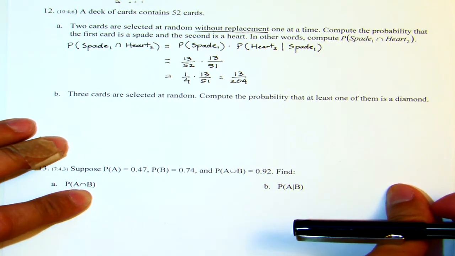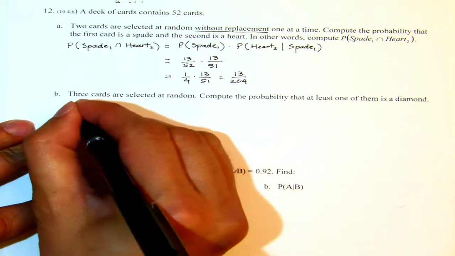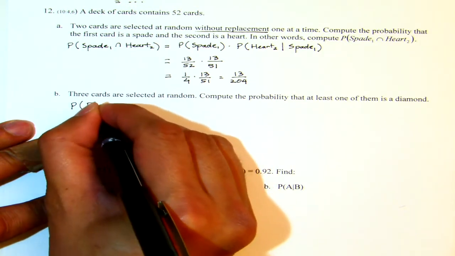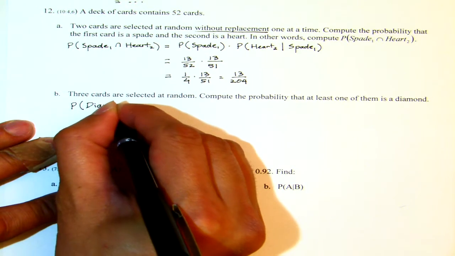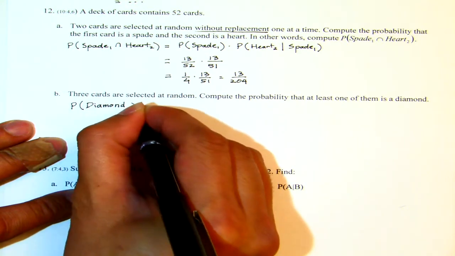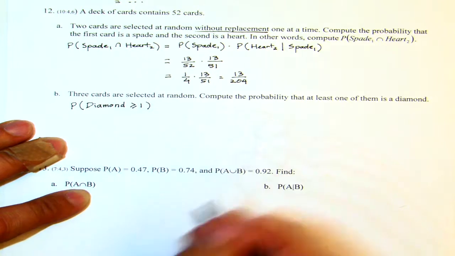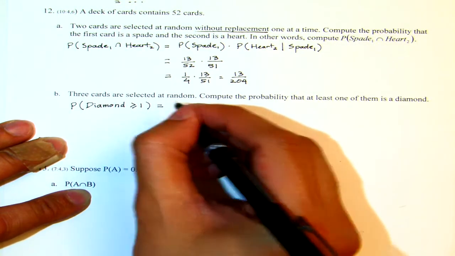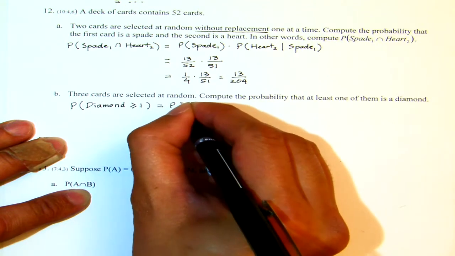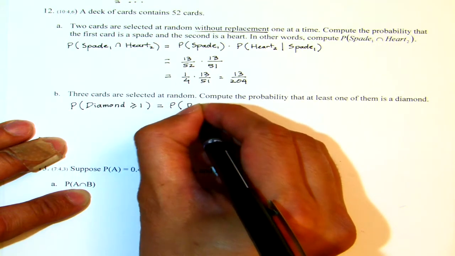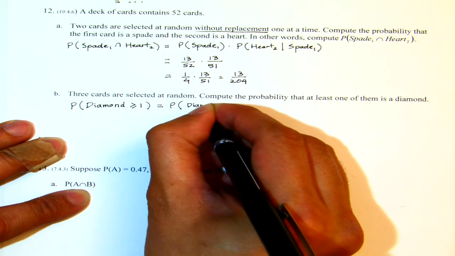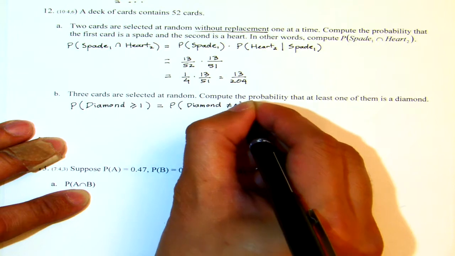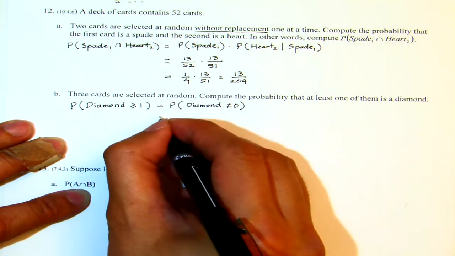Okay, now part B, 3 cards are selected at random. Compute the probability that at least one of them is a diamond. We want to find the probability that the number of diamond cards is at least 1, right? But that's the same as saying the probability that the number of diamonds is not 0, right?